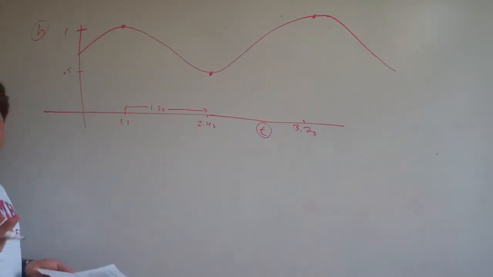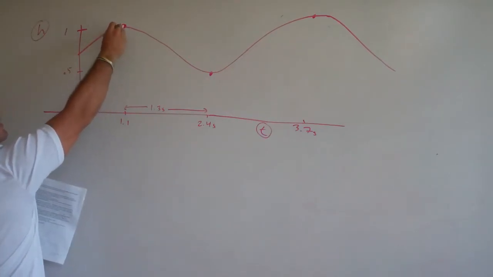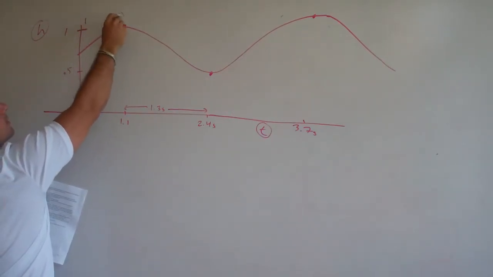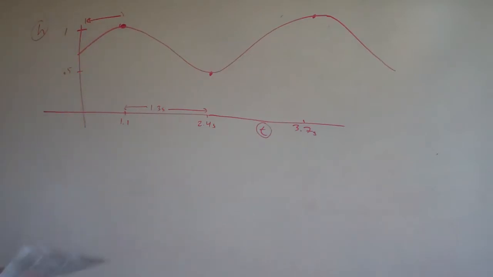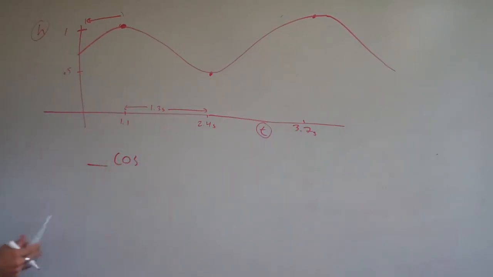Well, I think it's easier to use a cosine graph because we just need to think about shifting this max point over to get it to where cosine should be. So let's say we've got cosine. We need to first find the amplitude. Well, our amplitude is half the distance from the max to the min. So half of that distance is 0.25.